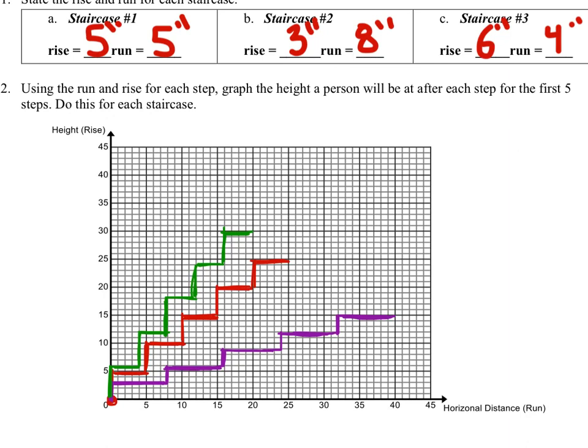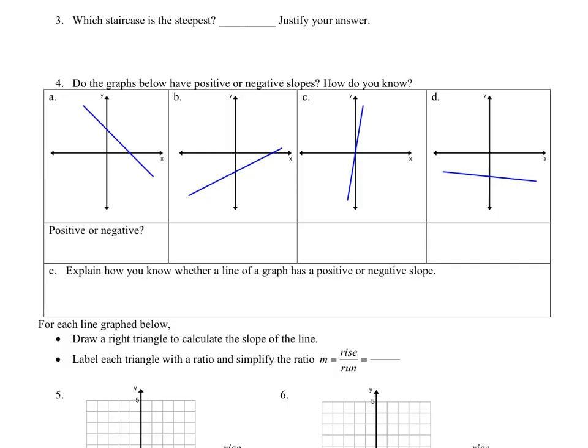Alright, this is a good activity because slope will always be described in fractions. And if it's not a fraction, we will force it to be a fraction. The fraction's good because it shows us the rise and the run, which will allow us to make a staircase like we have done right here. We already determined which of the staircases was steepest. It was staircase number 3.